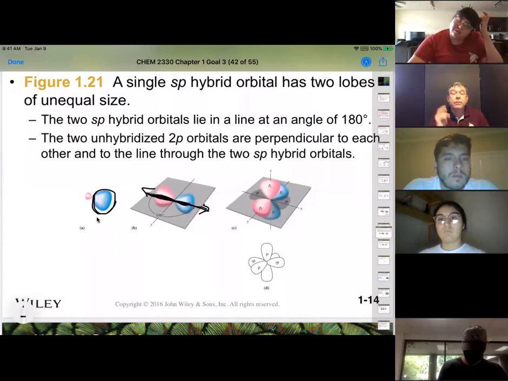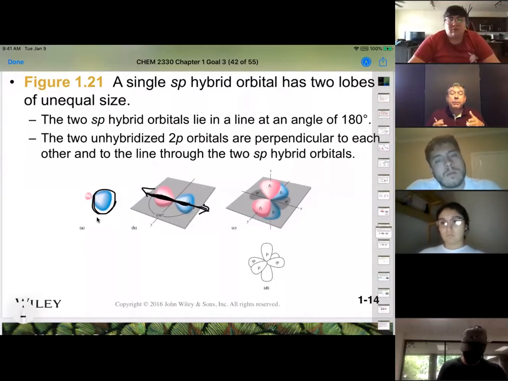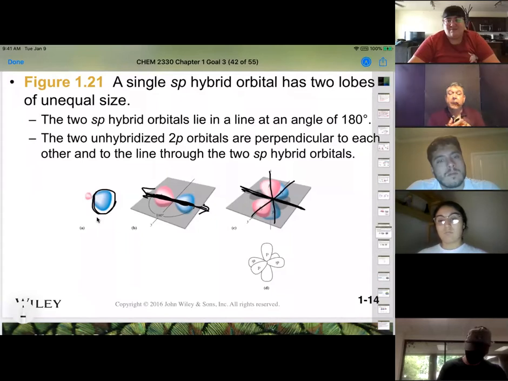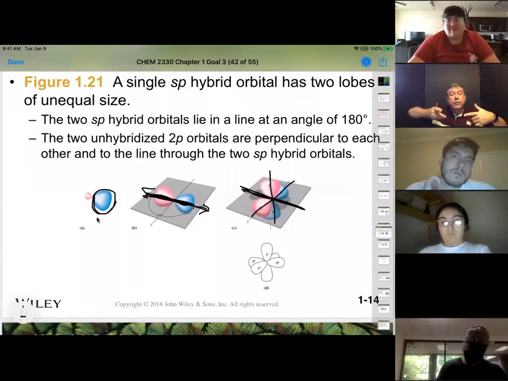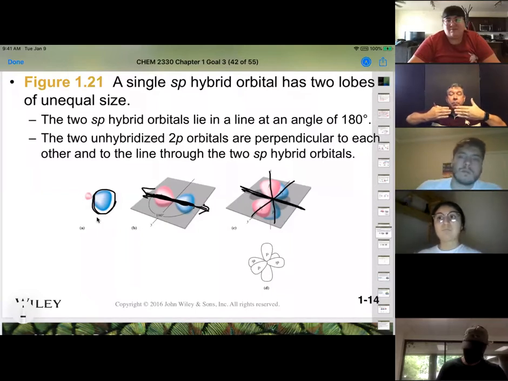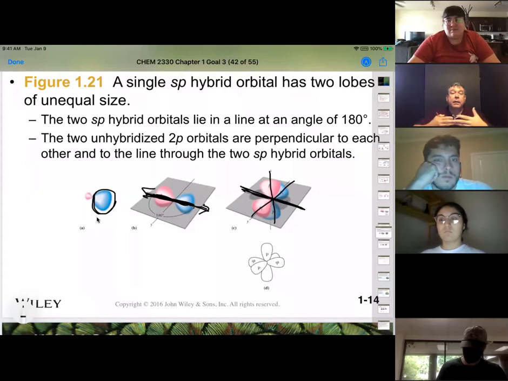And then we have two untouched p's. Remember, when we first did them, one was in X, one was in Y, and one was in Z. So we still have one in X and one in Y, and our new hybrid orbitals are the ones in the other axis. They're spread out as far as they can be, but because those p electrons are above and below, our actual bonding is going to be at 180 degrees, a linear arrangement.